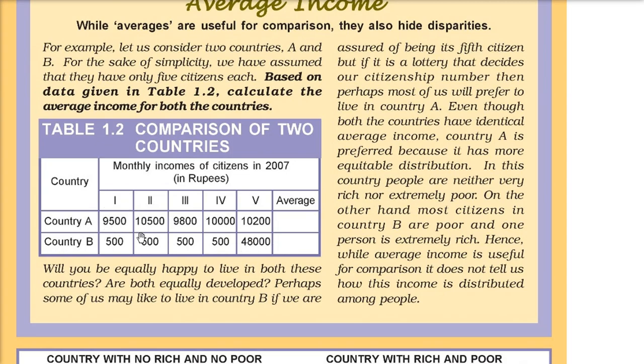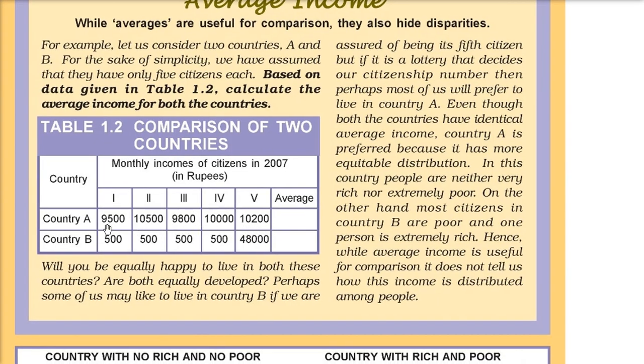Now in country A, you see everyone is earning somewhat equal to one another. Someone is earning 9,500, some around 10,000, someone around 10,200, some around 9,800. So they are earning almost equal. They all have a good life because they have a good distribution of salary, all are working, getting good money and have a good standard of living.